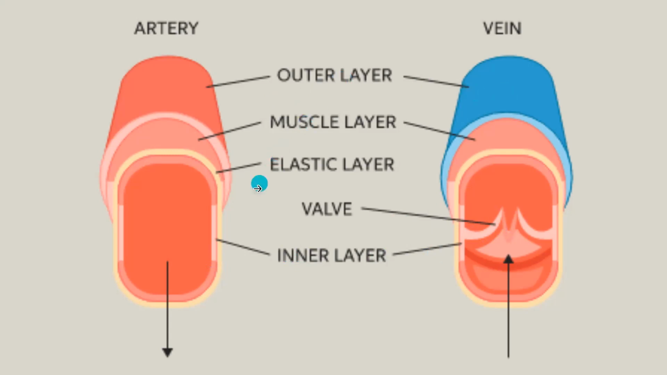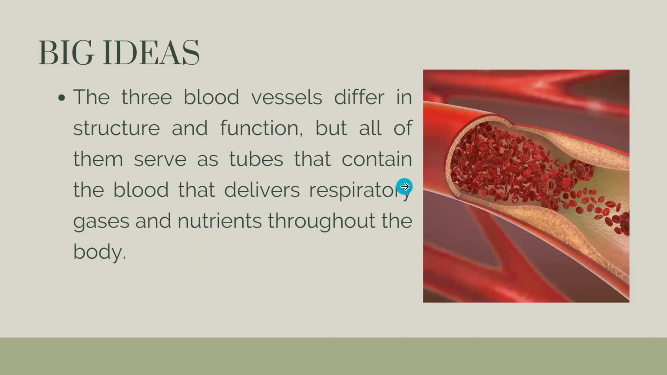The only difference: arteries have the elastic layer, and veins have the valve. Yes, you're really right. The big idea, based on what you heard: the three blood vessels differ in structure and function, but all of them serve as tubes that contain the blood that delivers respiratory gases and nutrients throughout the body.